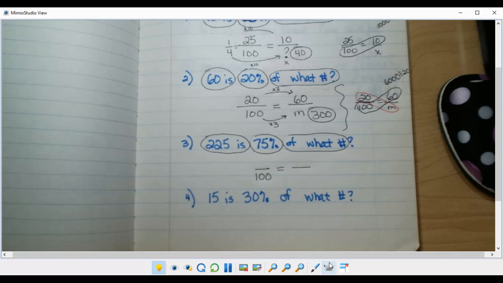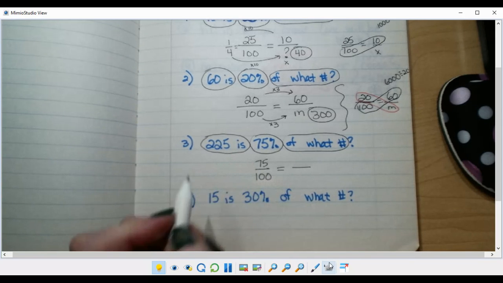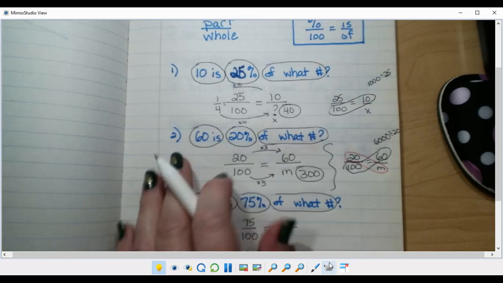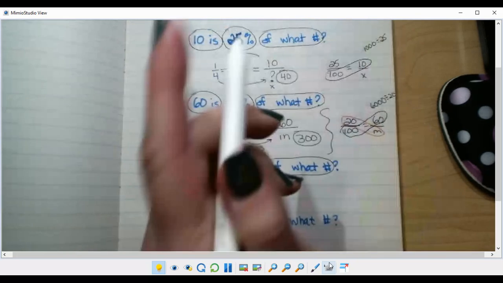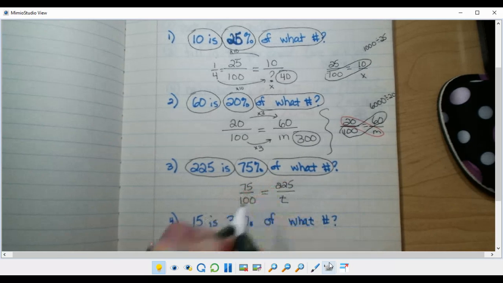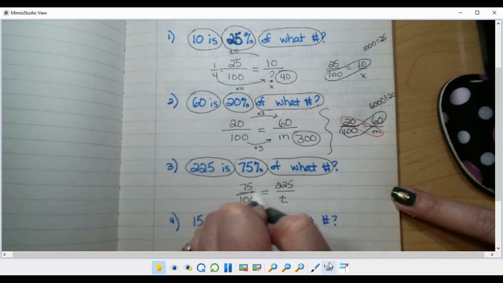Where am I going to put my percent? That's right, on top of the 100, 75. The only other number I have is 225. That goes on the top. And then we pick our letter. I don't know, T. I'm not going to try to do the equivalent fraction one for this. I'm just going to do the cross multiply, the butterfly, the X.